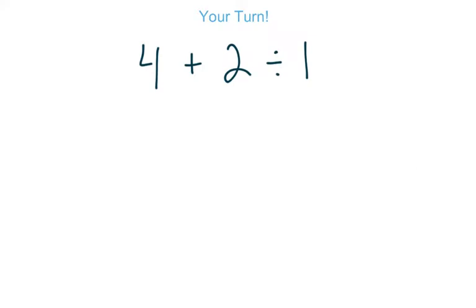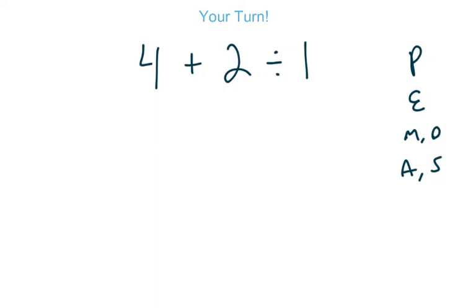Let's look at another example. I have 4 plus 2 divided by 1. So I always start by writing PEMDAS vertically on the side of my paper. If you have a hard time remembering PEMDAS, I always just think, please excuse my dear Aunt Sally. Please excuse my dear Aunt Sally is a way to remember PEMDAS.